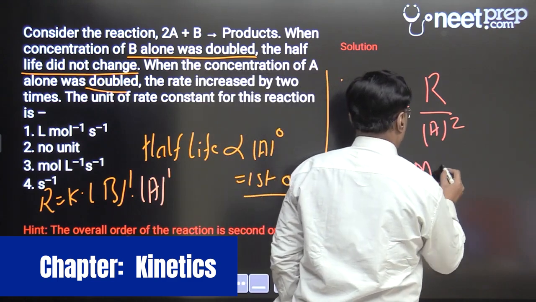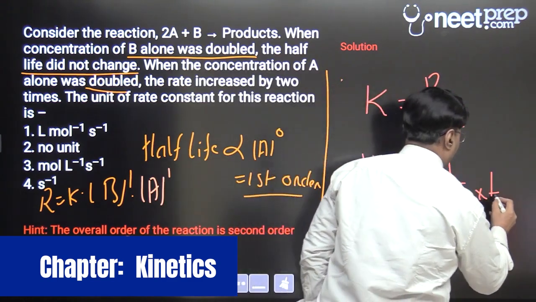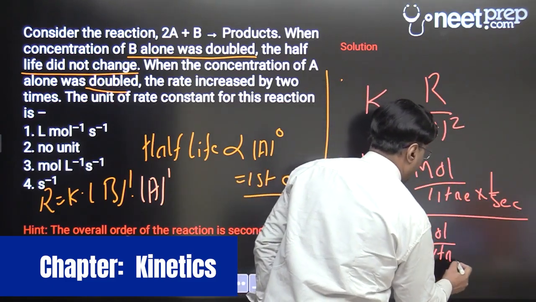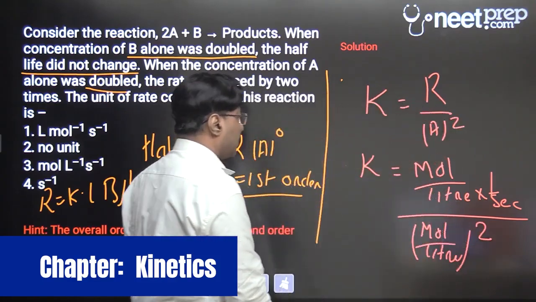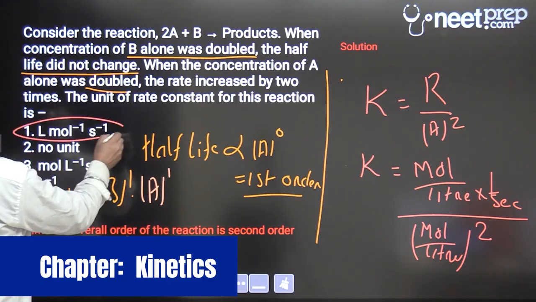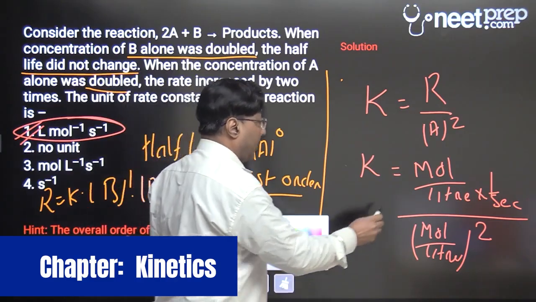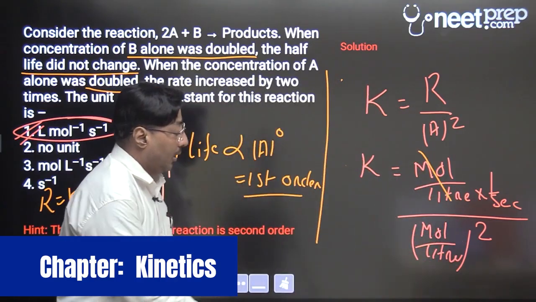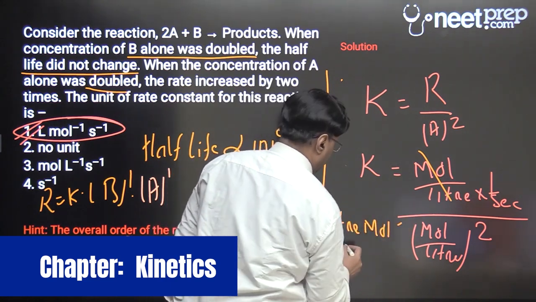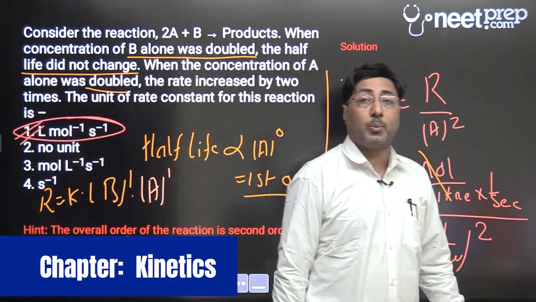So K is equal to mole per liter into 1 by time, with time in seconds, divided by moles per liter whole square. Once you cancel, one mole per liter is cancelled and one mole per liter remains. Just change the sign: liter will come up, mole negative, and only time is there, second inverse. So the unit is liter mole inverse second inverse. Option 1 is going to be the correct answer.